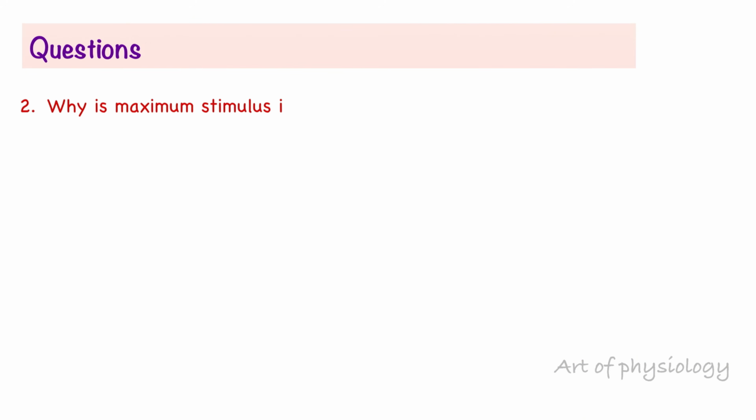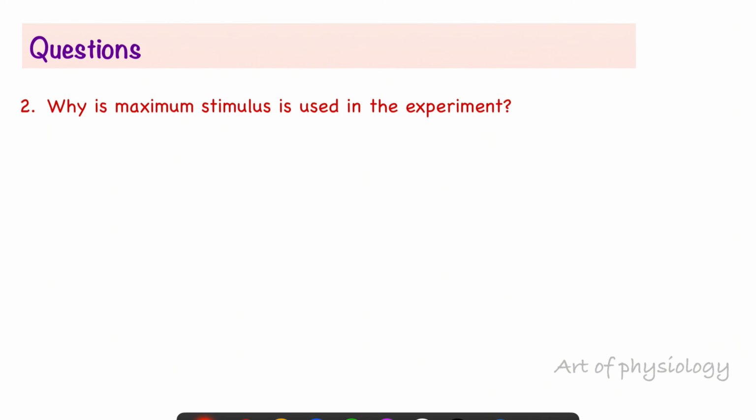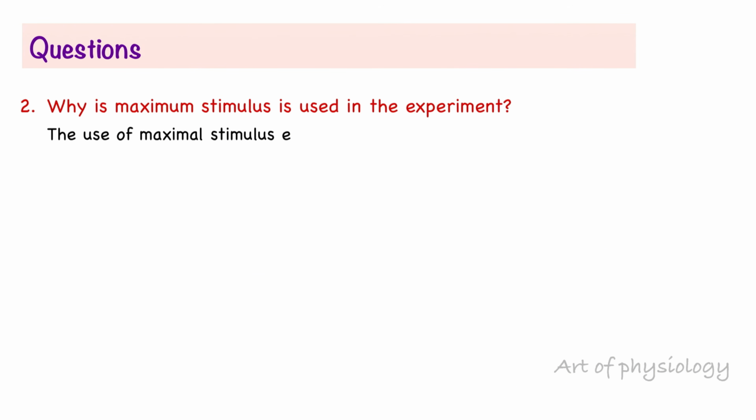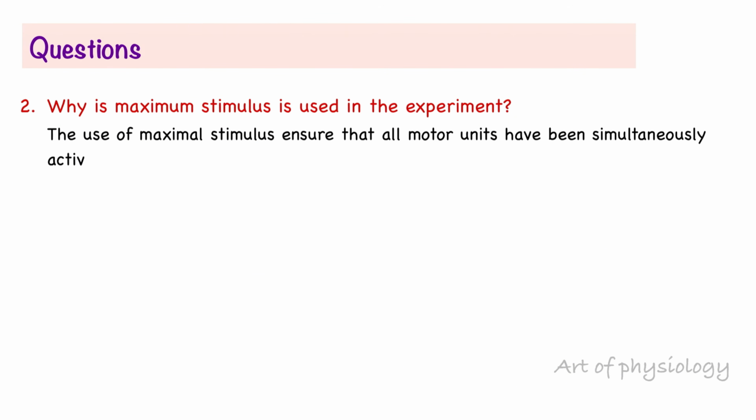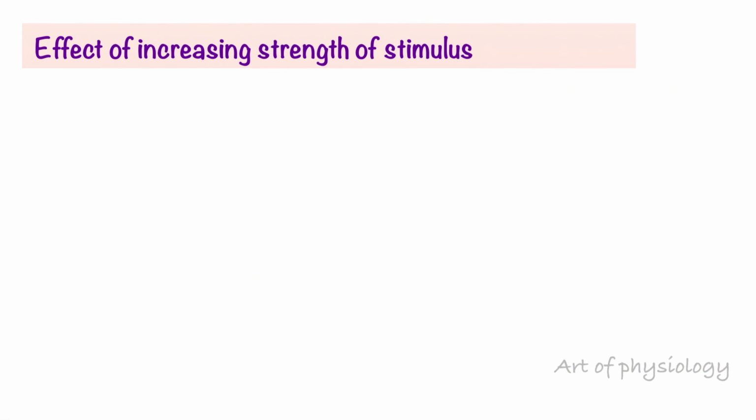Okay. Now, why is maximum stimulus used in the experiment? Again, it is to ensure that all motor units are simultaneously activated. Then only we will get a proper response. Now, the fourth graph is the effect of increasing strength of stimuli. So here we are giving multiple stimuli, with increasing strength.